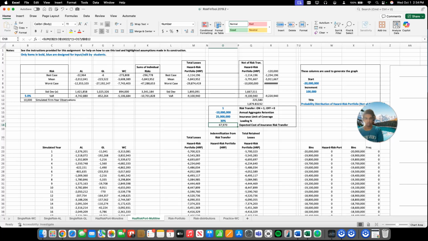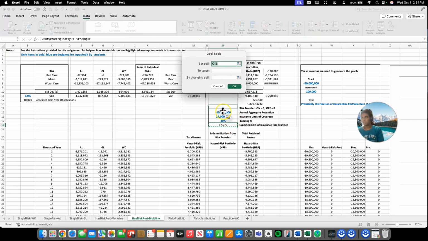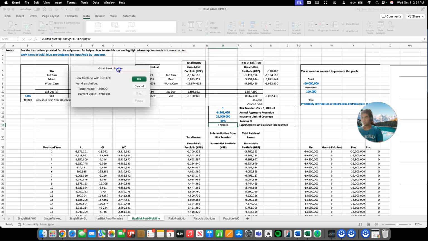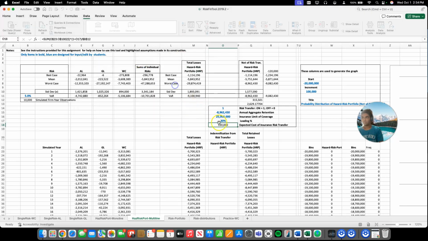So why don't we goal seek this whole thing? Goal seek is over here. Goal seek, and we want to change this number to 120,000 by changing our retention. You can see here that we got it. It found it at 120,000 of a budget. We retain almost 9 million.